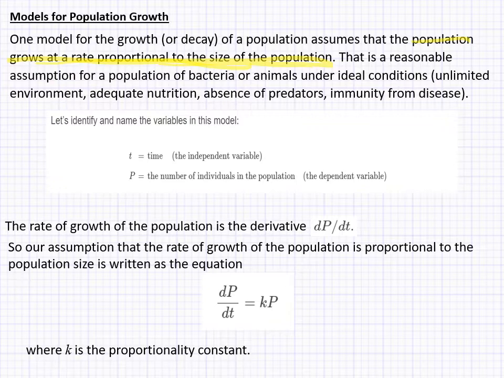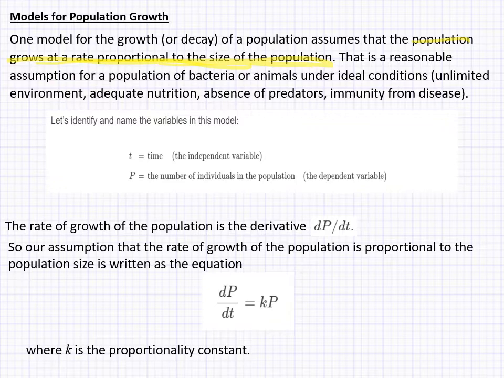And it's just basically saying that, based off of whatever size of the population we have, the change in the population or the rate in which it's going to grow, or we can even say decay, has to do with that size itself. And so, it's a pretty reasonable assumption under some circumstances.